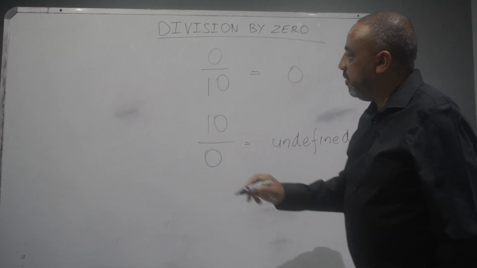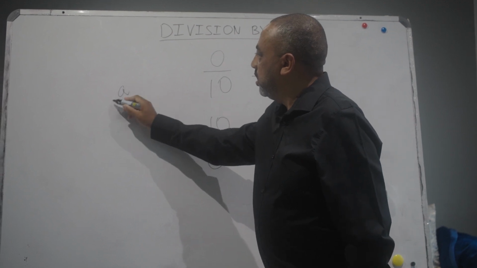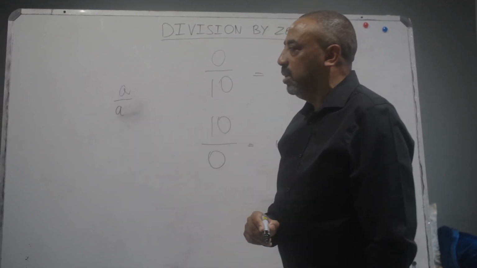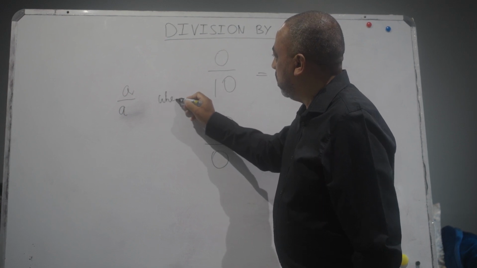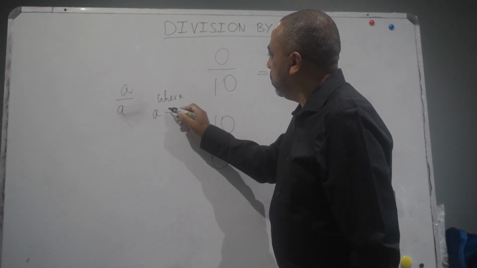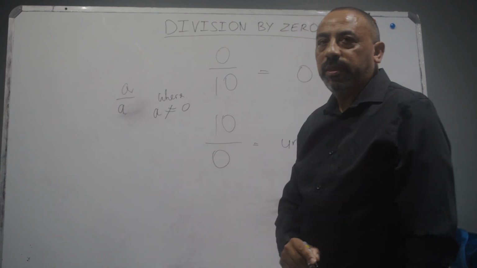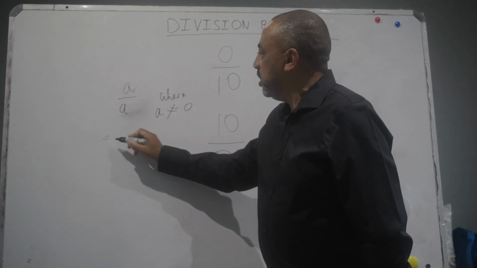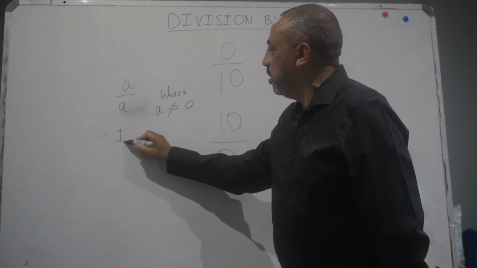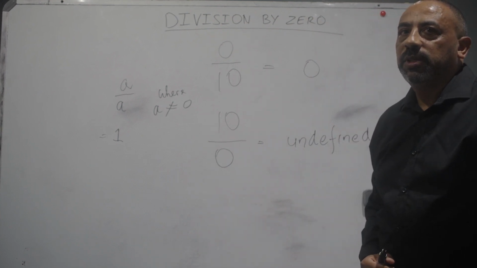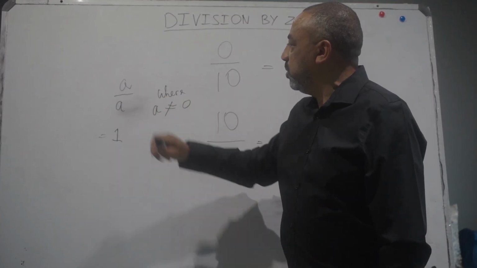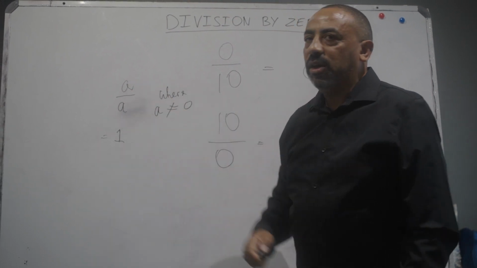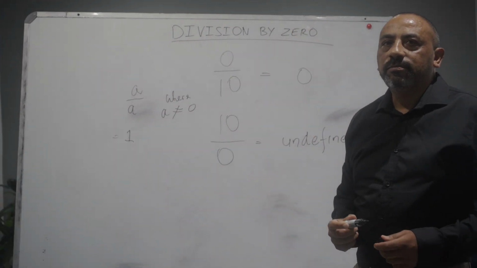So if you have a sum where it says A divided by A, you have to say there where A is not equal to naught, that answer is 1. So very importantly to note that A cannot be naught, because otherwise if A is naught, that also becomes undefined.